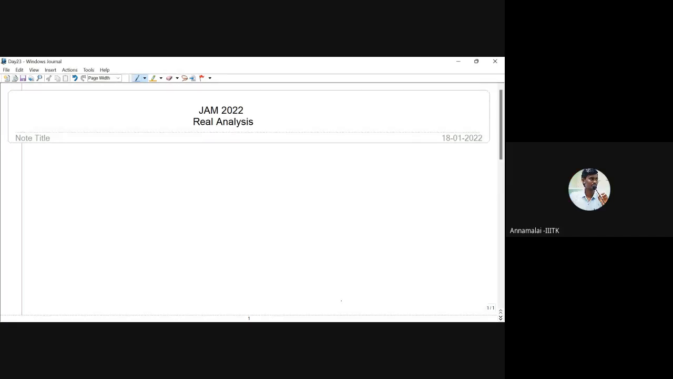Okay, in this class we are going to solve some previous questions from the JAM exam. So the first question: suppose f is a function from R to R that is differentiable, with f of 0 equal to 0 and the derivative lies between 1 and 2. Which of the following statements is true in the open interval 0, infinity?